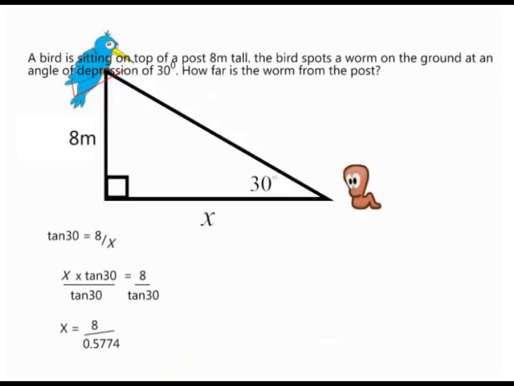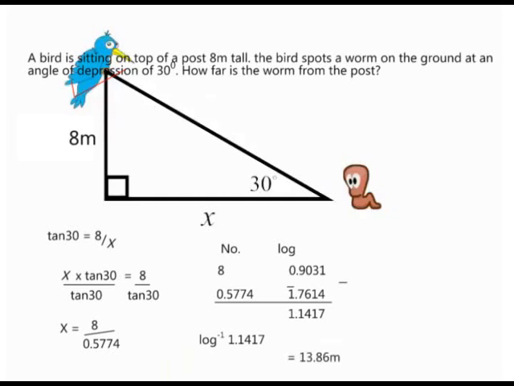0.5774. We go to the logarithm tables. You have numbers and their logarithms. The log of 8 is 0.9031. The log of 0.5774 is 1 bar, 0.7614. We are dividing, so we subtract the logs, and we shall have 1.1417. We find the antilog of that. Log inverse of 1.1417 is equal to 13.86. And so the distance of the worm from the foot of the post is 13.8 meters.